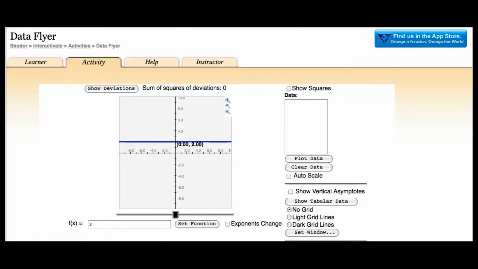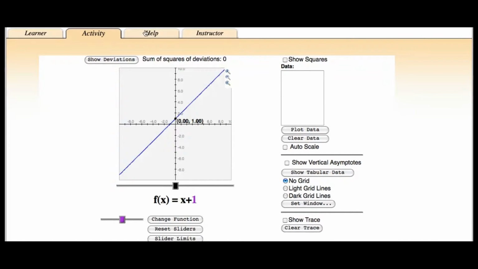We will now look at a linear line. This is f(x) equals x plus 1, and this is a linear line because the x has no exponent right there, or you could say it has an exponent of 1 because it's imaginary. So this will have a slope of 1 because, once again, there's an imaginary 1 right there.